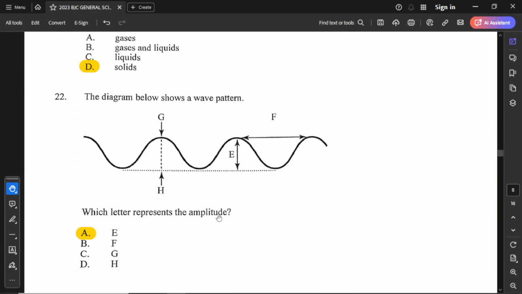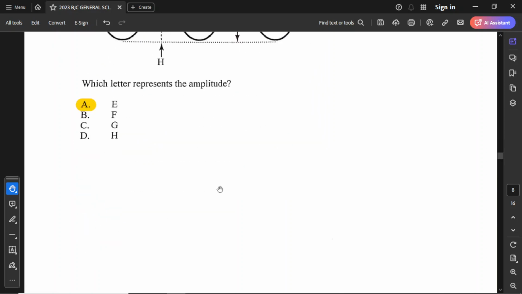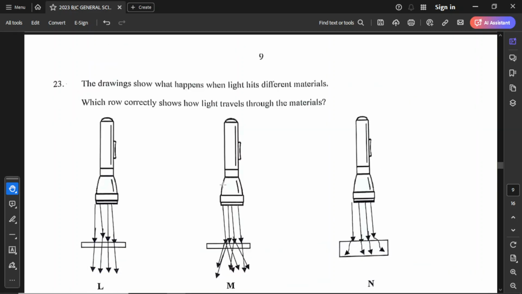Which letter represents the amplitude? Amplitude is the height of a crest or the depth of a trough. So certainly E is the amplitude, and A is the correct answer. F will be a wavelength. All right, so let's go to question number 23.